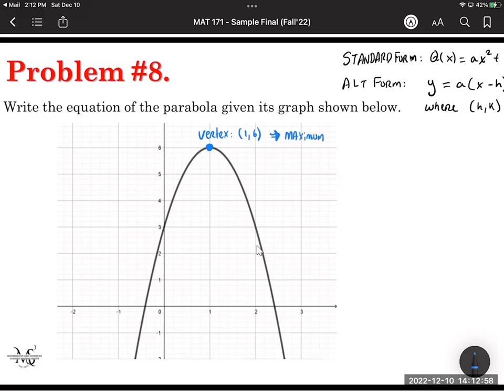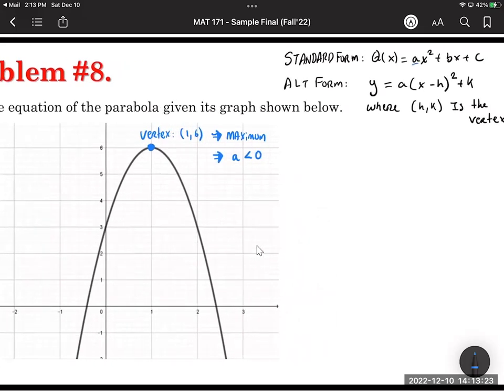And because it's a maximum, what do I know about the value of a? Is a going to be a positive number, or a negative number? It has to be negative, right? Whenever a is a negative number, the parabola opens downward. If a is positive, then the parabola opens upward. So because in this graph your vertex is 1, 6, it's a maximum, that would imply a has to be a negative number. Give me 1 second.